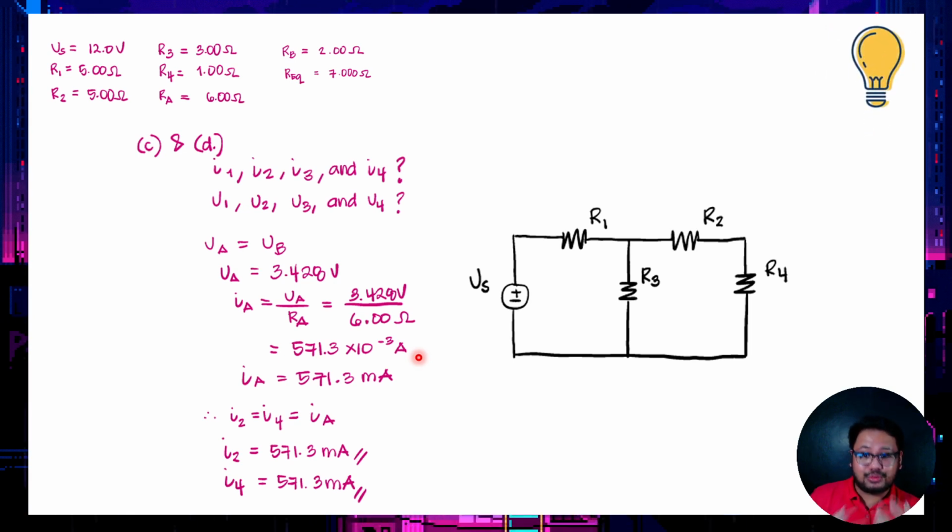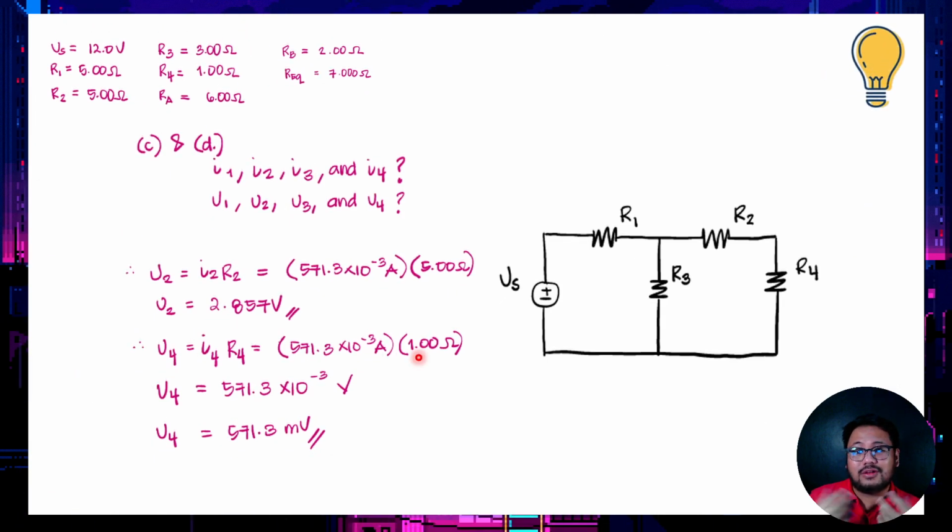Hence, our I2 and I4 is just equal to 571.3 milliamperes. Now, we could solve for V2 and V4, the voltage across R2 and R4. So, solving for the voltages V2 and V4, we have V2 = I2 R2 and V4 = I4 R4. So, V2 is just 571.3 times 10 raised to negative 3 amperes times 5 ohms. It will give us 2.857 volts.